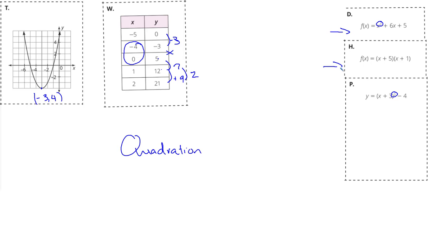And these are the 3 different main representations we'll be using. This is your standard form. This is factored form. And this is vertex form.